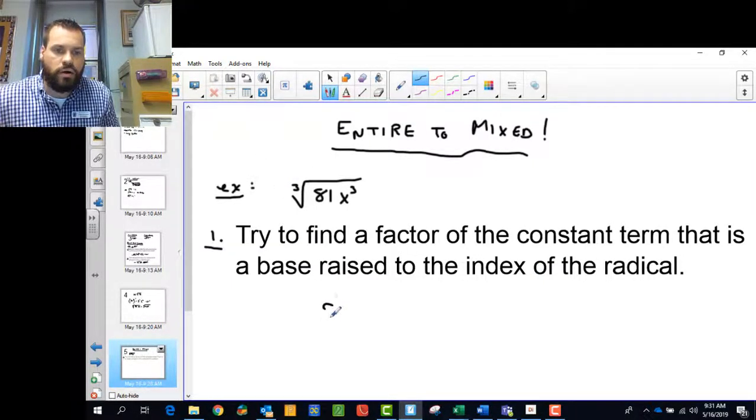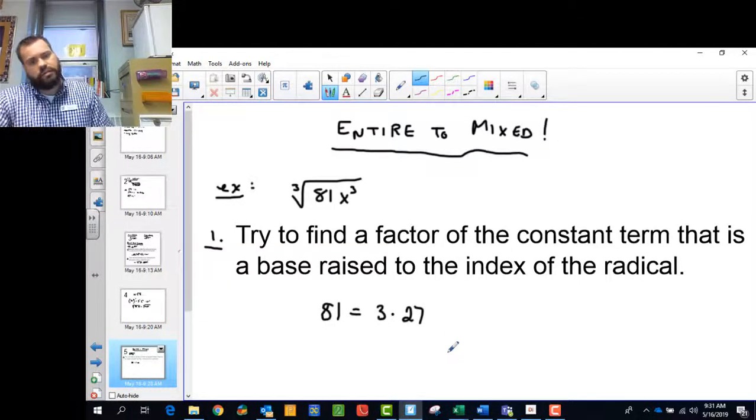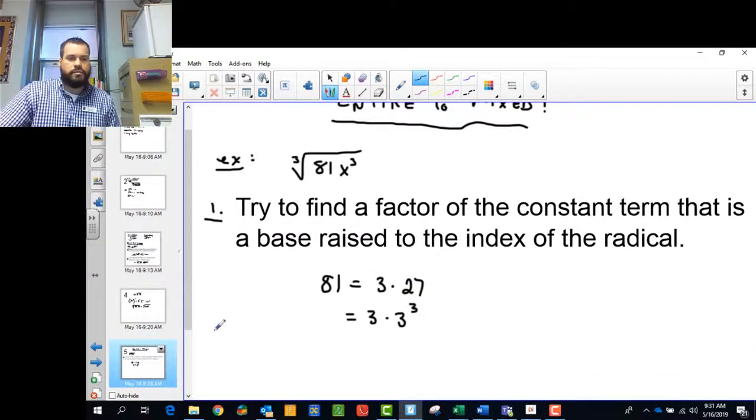So I want to write 81 as something times something cubed. Okay, and this is where your knowledge of perfect cubes comes in. Your perfect cubes are 1 cubed is 1, 2 cubed is 8, 3 cubed is 27, and that's the one I'm going to use. So I'm going to write this as 3 times 3 cubed. That's what I'm going to try to do. The reason I'll explain in just a second, but we want to try to get a perfect cube. Okay, so that's the factor of the constant part of the term.